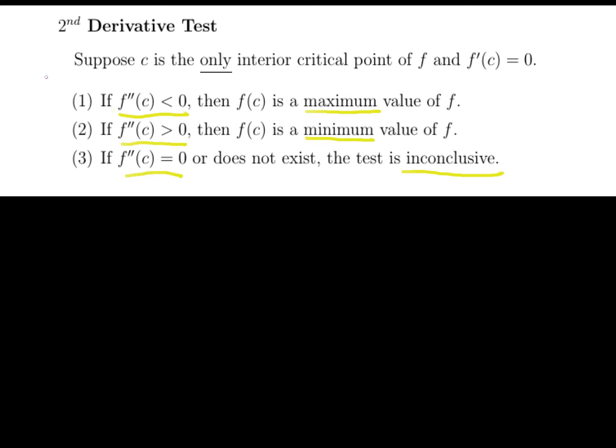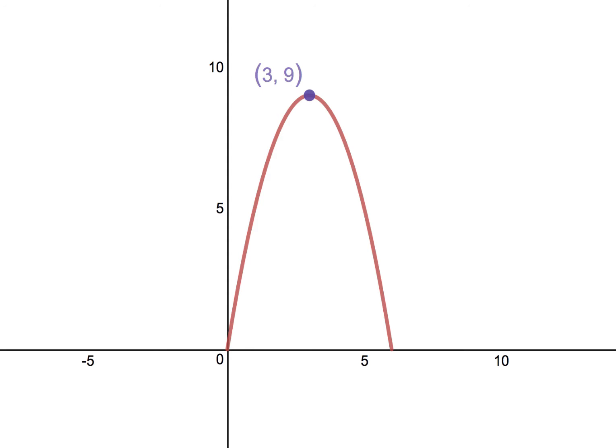So at first blush, it may be unintuitive why the second derivative would give you information about the maximum or minimum. But let's look at this video to get some intuition about it. So here we have an example of a graph, and we can see we have one interior critical point, and it's a maximum.